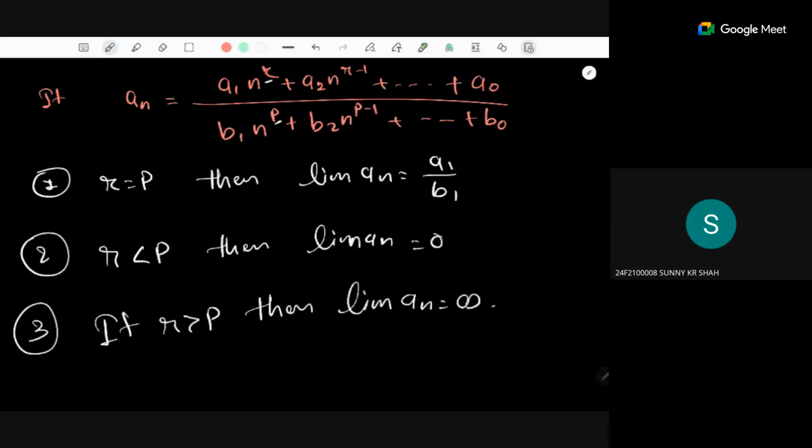So if both powers are the same, then the limit will be finite, and the value of the limit is a1 by b1, that is, the ratio of the coefficients of the largest power of n in the numerator and denominator. If r is strictly less than p, then the limit of the sequence is 0. And if r is strictly greater than p, then the limit of an is infinite. Okay, is that clear now?